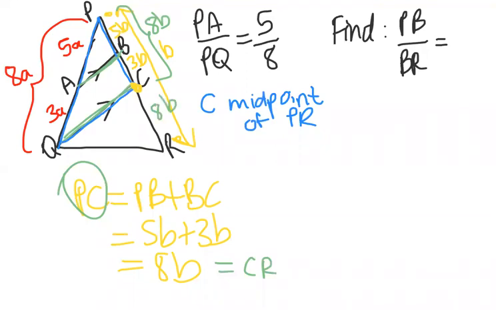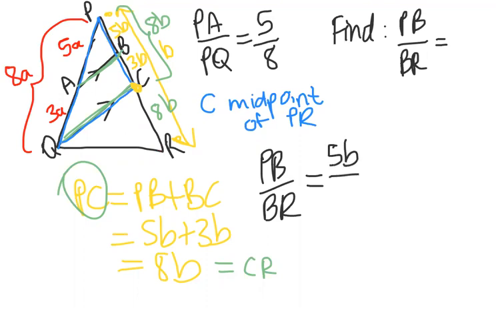All right, so now we have lots of things to play with. So let's see, what do we need to do? We need to find PB over BR. So I'm seeing a lot of letters and numbers. So let's just write this out properly. So PB divided by BR equals, PB is 5B. So that's 5B divided by BR, which is 3B plus 8B.